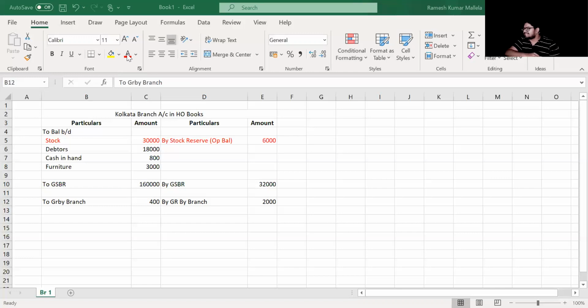Then there are some cash sales, and then there are some credit sales of 60,000. Now these are the sales and receipts that he has received. However, if you observe in the question, he says all expenses are paid by head office except petty expenses, which are met by the branch manager.